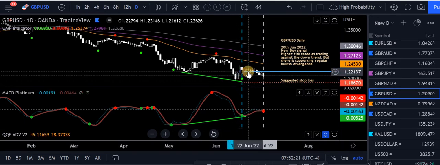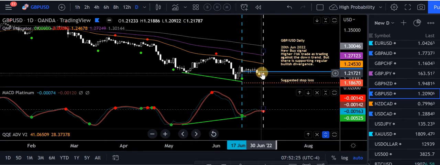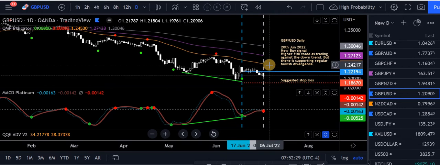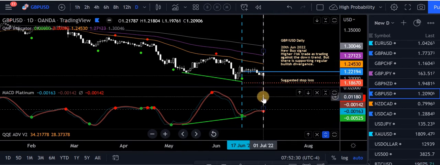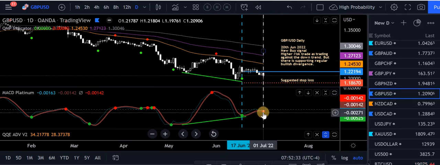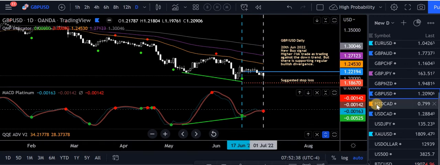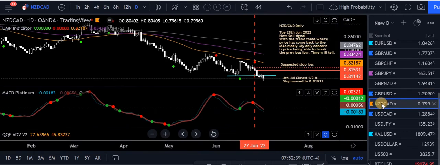The buy was there. It sort of meandered for about a week, doing nothing. Then had a little bit of a drop, bit of a pullback on Thursday. Then Friday dropped again. So not looking that flash. And we've now got a red dot on the MACD Platinum below the zero level, hence the grey vertical warning line.